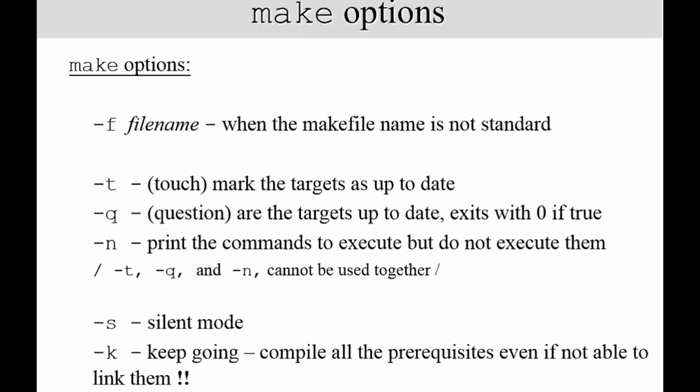One thing to notice is that -t, -q and -n cannot be used together, so only one of them should be present. And then -s is silent mode, that is it runs without echoing what it's actually running. And then -k is keep going, meaning compile all the prerequisites even if it's not able to link them.